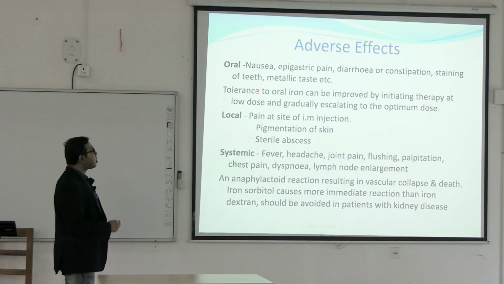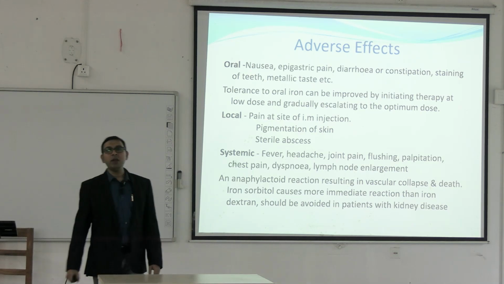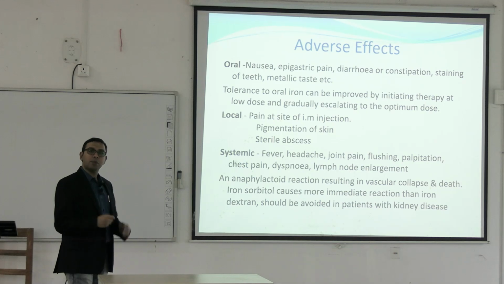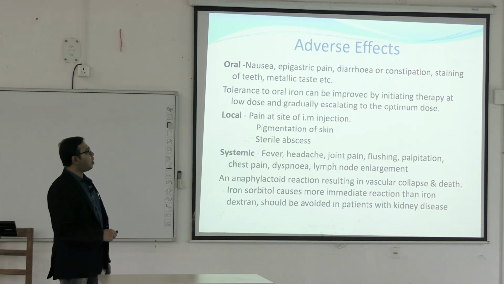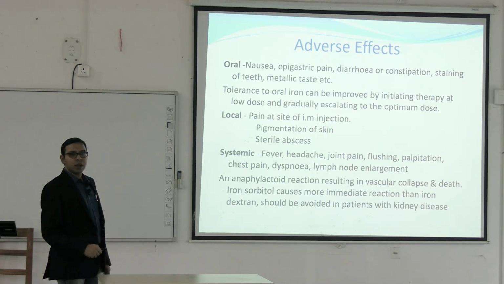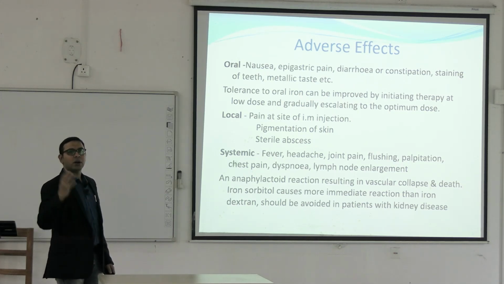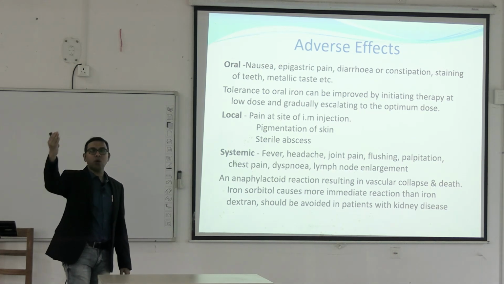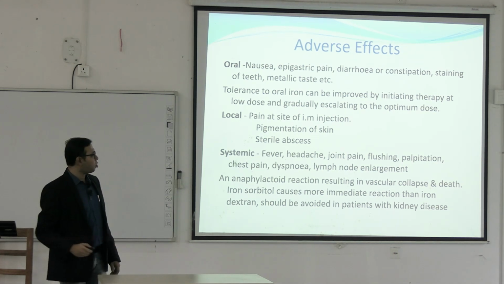Adverse effects I have already discussed. The main adverse effect is gastrointestinal. So there may be nausea, epigastric pain, diarrhea or constipation, both can happen. Staining of the teeth, metallic taste. Tolerance of the iron can be achieved by starting with a very small dose, usually after food, usually with alternate day therapy, and ultimately gradually escalating the dose and reaching the optimal dose.